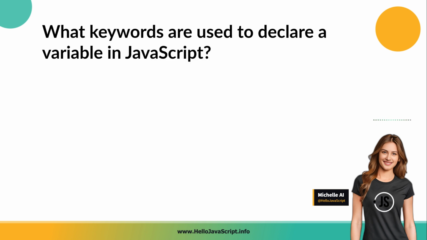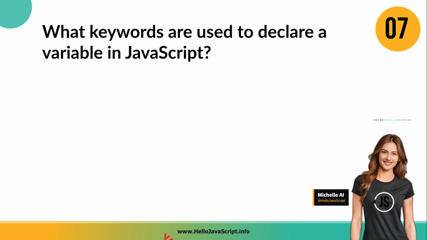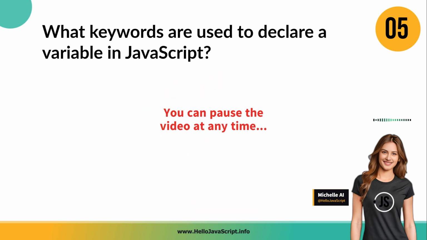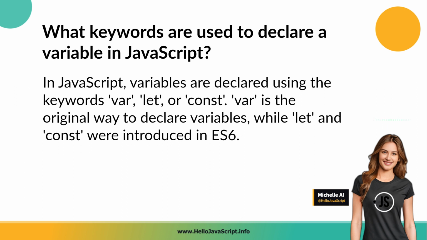Let's move on to the next question. What keywords are used to declare a variable in JavaScript? The interview response is: in JavaScript, variables are declared using the keywords var, let, or const. Var is the original way to declare variables, while let and const were introduced in ES6.